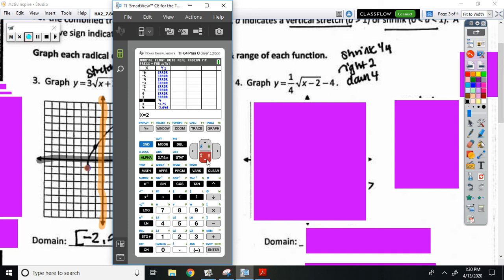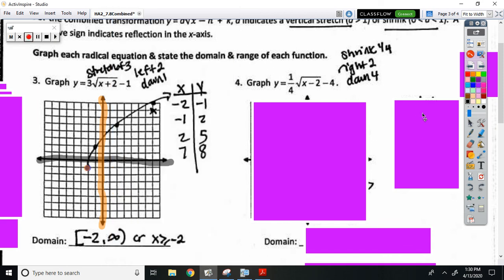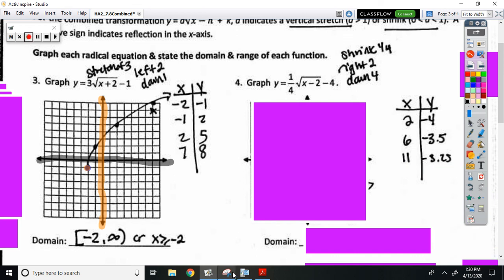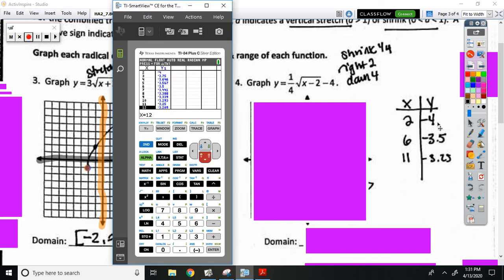All these errors mean the graph does not exist there, which is a restriction on our domain, so that can help you too. But 2, -4, since all of these are decimals, I actually am going to write down some of the decimals in my table. So I did 2, -4, 6, -3.5, and then I chose 11, -3.25, because this is not increasing at a drastic rate.